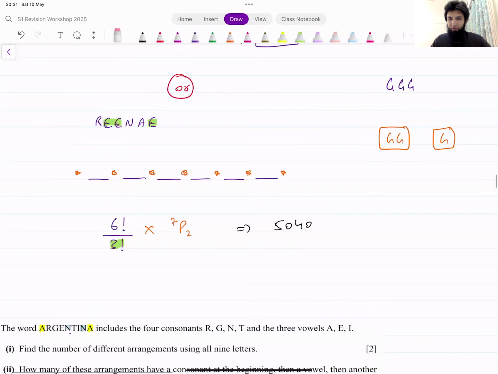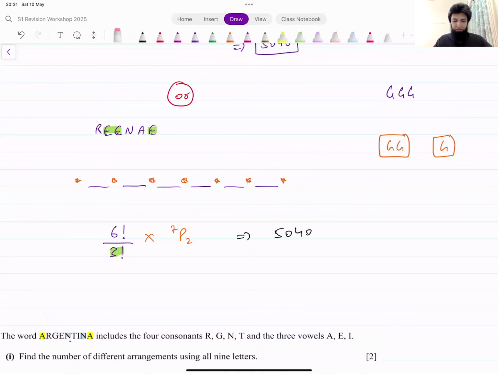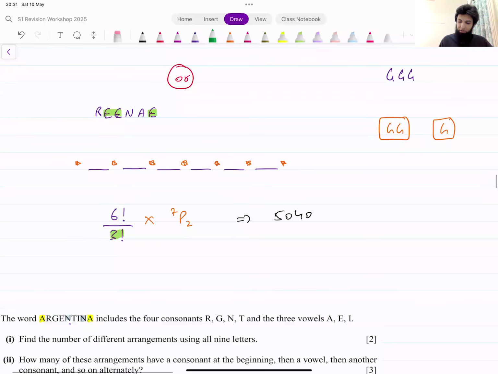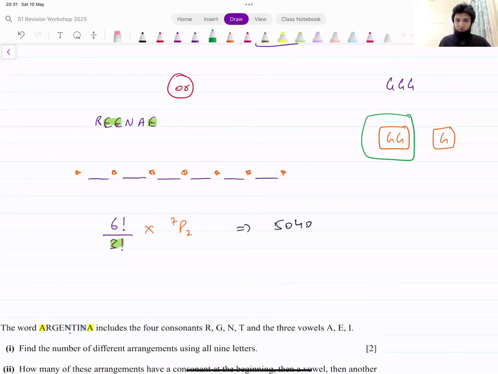Okay. Why are we not dividing by the repetitions? There's no repetition here. This box has 2 G's in it. This has 1 G in it. These are different boxes. These are different objects. This is a different object. This is a different object. So we don't have to divide by anything.